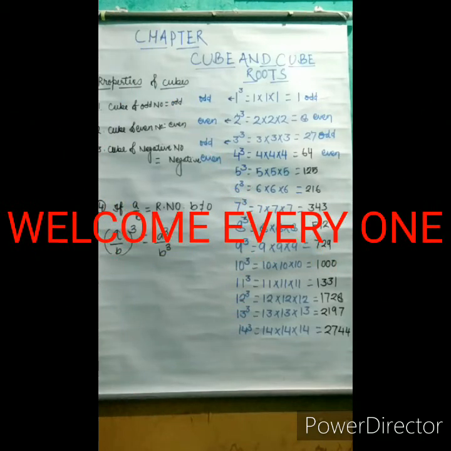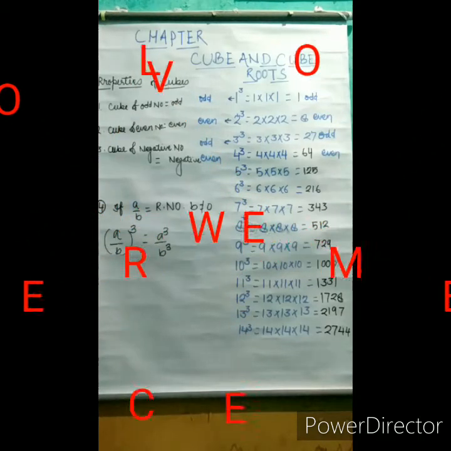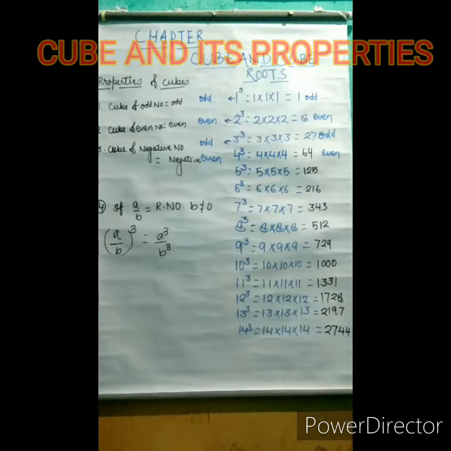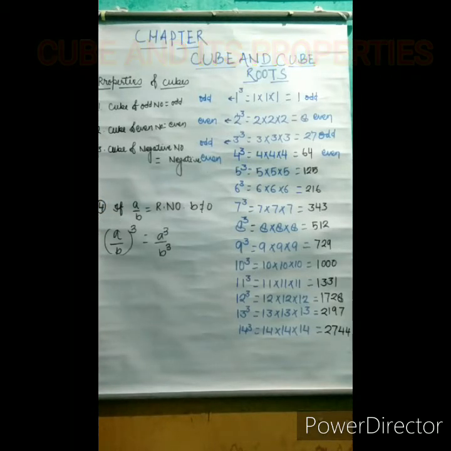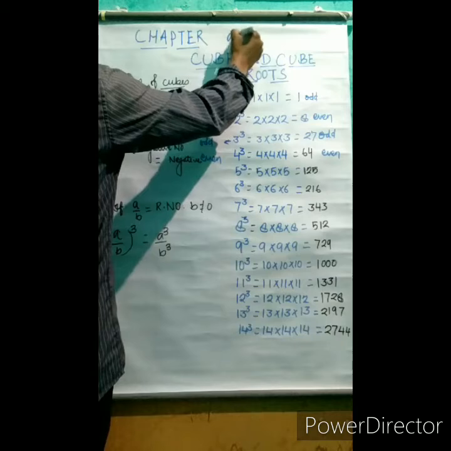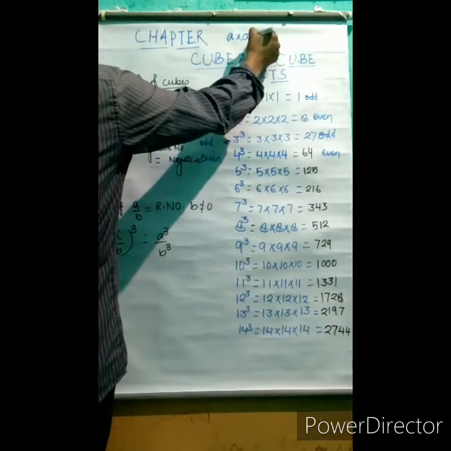Today's chapter is cube and cube roots. So first of all, what is a cube? A cube is a number multiplied by itself three times, or a number raised to the power 3. So you can see a number multiplied three times: A multiply A multiply A.